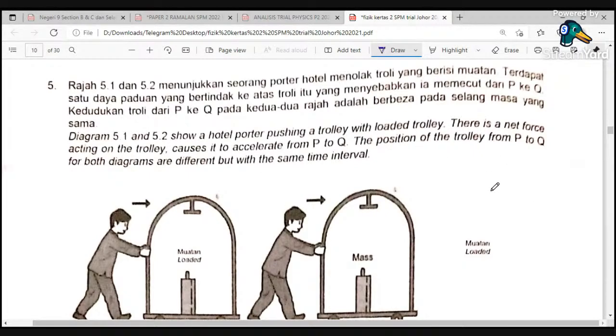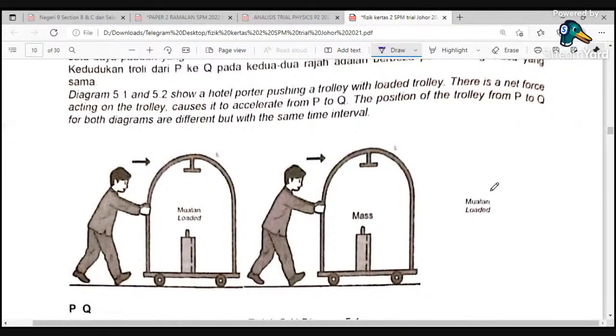Okay, number 5. Diagram 5.1, 5.2 shows hotel pushing trolley, loaded trolley. There is net force acting on trolley, causes to accelerate from P to Q. Position of the trolley from P to Q for both diagram are different but with same time interval. Kena baca dan highlightkan semua important point.